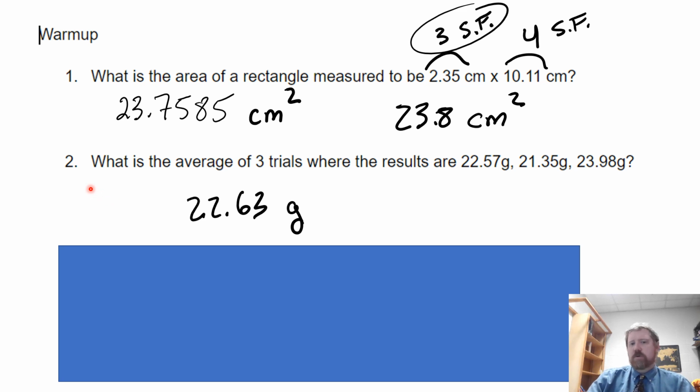And number 2, we're averaging 3 trials together. We just do standard averaging. We add these 3 numbers together, and then we divide by 3 because we're adding 3 numbers together. Now, when we do that, we come back here and go, okay, this has 4 sig figs, 4 sig figs, 4 sig figs, so the average should still have 4 sig figs.